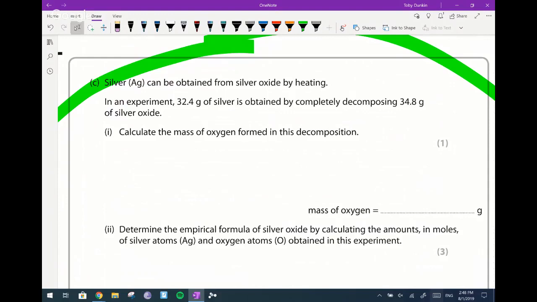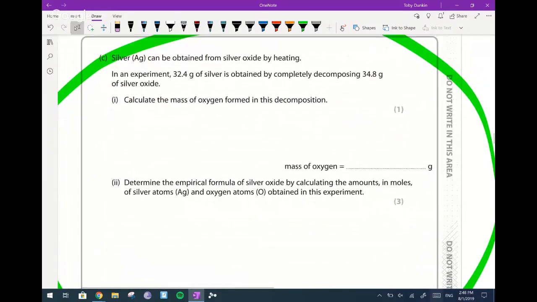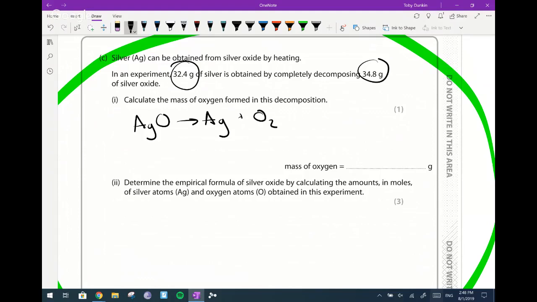So we've got silver can be obtained from silver oxide. 32.4 grams of silver is obtained from complete decomposition of 34.8 grams of silver oxide. Calculate the mass of oxygen formed in this decomposition. Right, so this is a relatively easy one because it's a mass defect. We've got silver oxide going to silver and oxygen. Right, well, this is simply a mass difference. They've given us the mass of this. This was 34.8, and this is 32.4. So whatever is left is oxygen. So just take away the smaller from the bigger. Relatively easy.